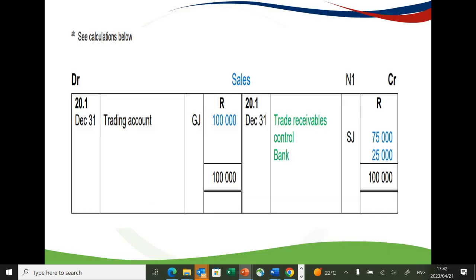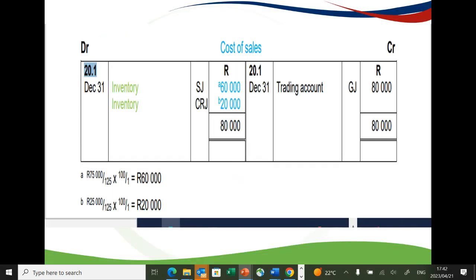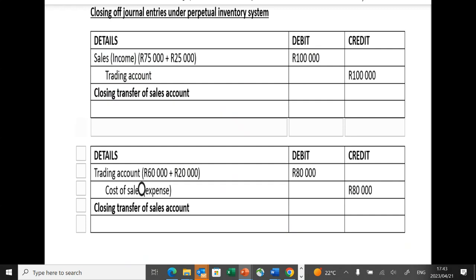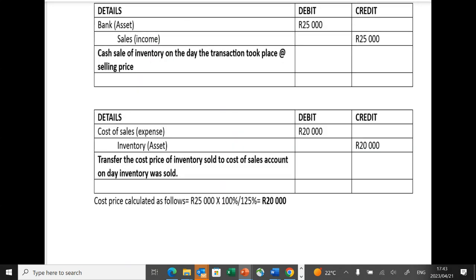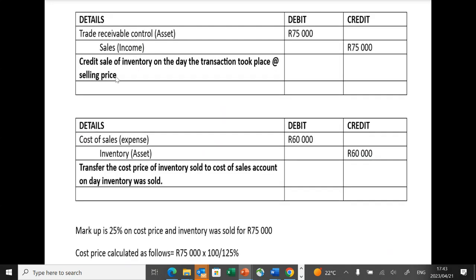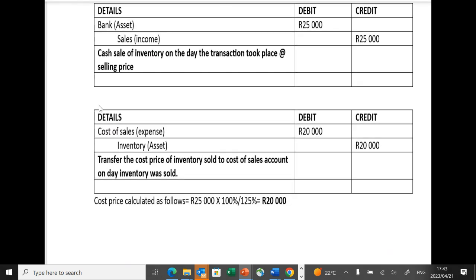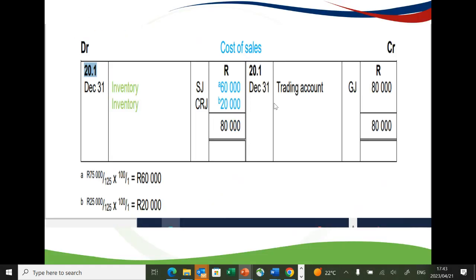Number 2. Okay, the cost of sales now. Cost of sales is an expense account. It also needs to be closed off. Remember on these journals that we did here, on the first one, we said debit cost of sales expense by how much? By 60,000. And on the second one, we also said debit cost of sales, which is an expense, by 20,000. So when you go to the cost of sales account, you go to the debit side, you post that 60,000, you also post that 20,000.